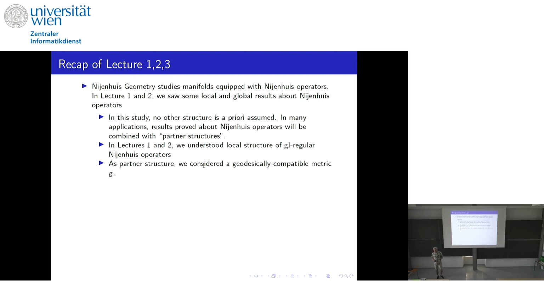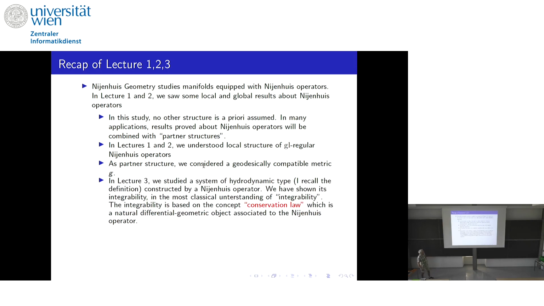We did get some local results. We did get some global results. In lecture 3, I changed the direction of application and started to speak about systems of hydrodynamic type. This is also the content of this lecture, so I will recall the definition. And we started with a system constructed by a Nijenhuis operator.